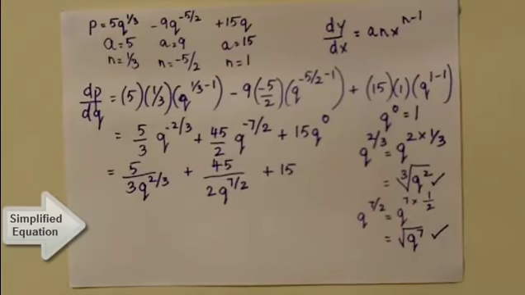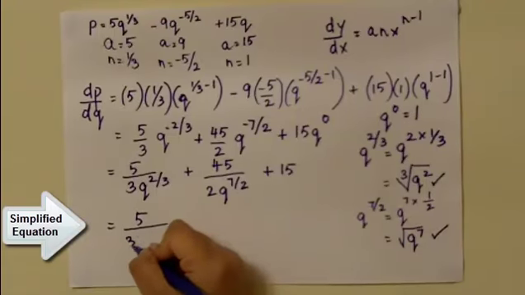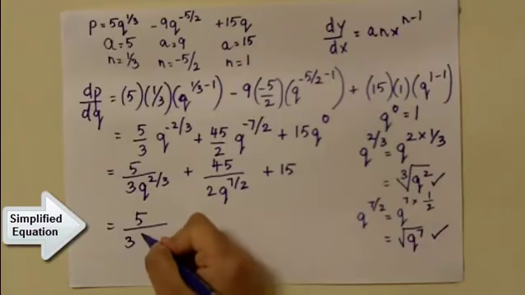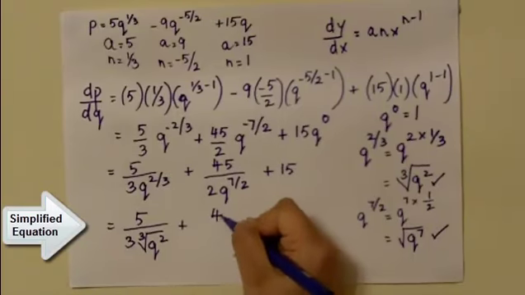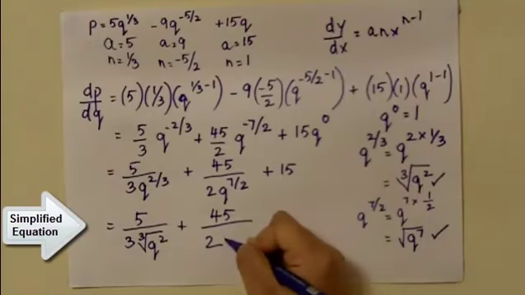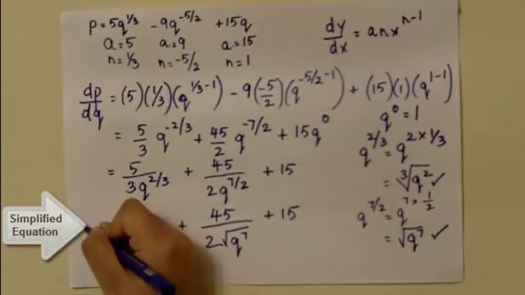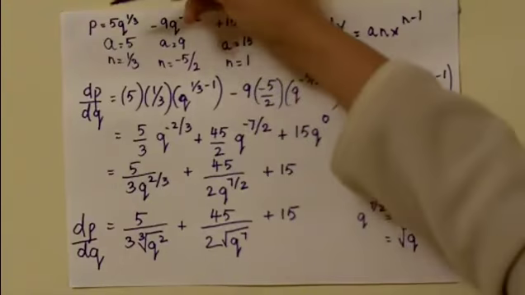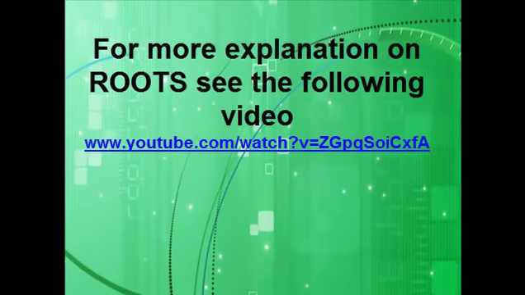Substituting these two answers into the final equation, we have 5 over 3. Q to the power of 2 over 3 can be replaced by cube root of q squared. So it is cube root of q squared, plus 45 over 2. Q to the power of 7 over 2 is square root of q to the power of 7, plus 15. And the differential coefficient is dp over dq, because you are differentiating the equation p with respect to the variable q.